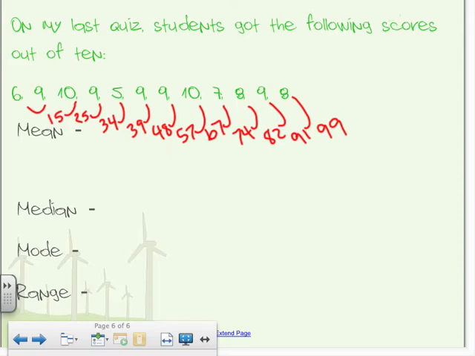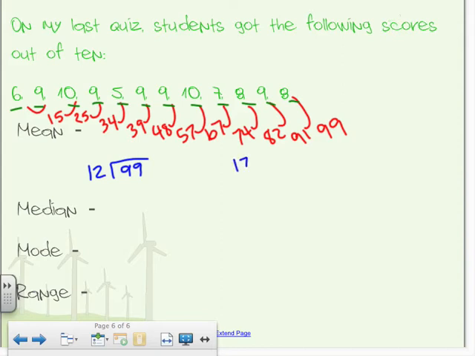Then I need to know how many digits are there. There's 1, 2, 3, 4, 5, 6, 7, 8, 9, 10, 11, 12. So I'm doing 99 divided by 12. So I need to figure out how many times 12 goes into 99.